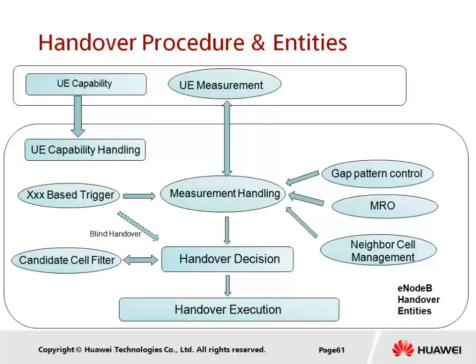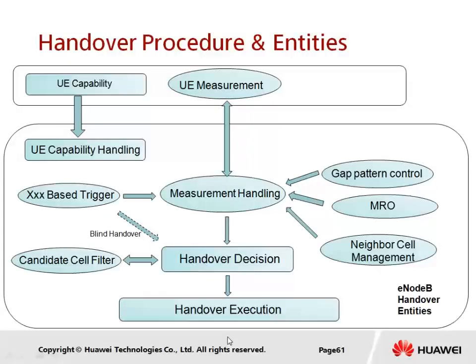And some of the SON features, which include MRO, Mobility Robustness Optimization, help to automatically adjust the handover parameters. And neighbor cell management decides how many neighbor cells could be configured in the system and how many neighbor cells are to be included in the measurement control. All of these are also part of the handover procedure.